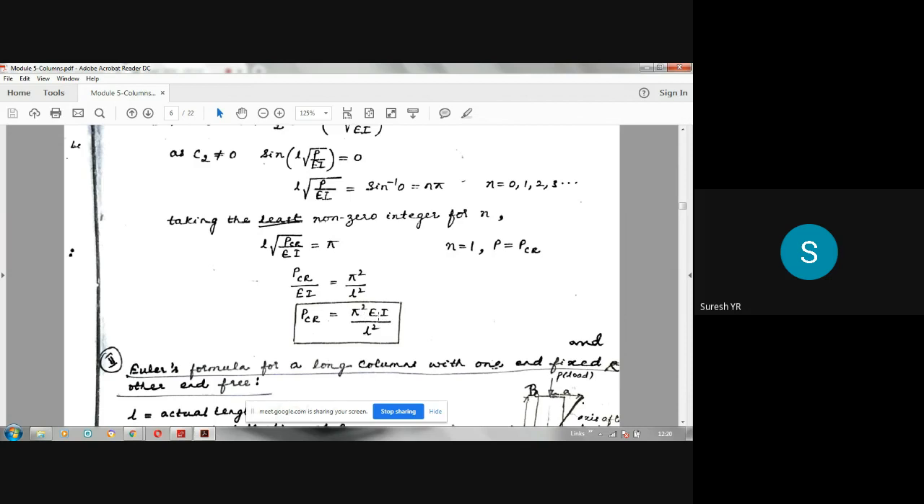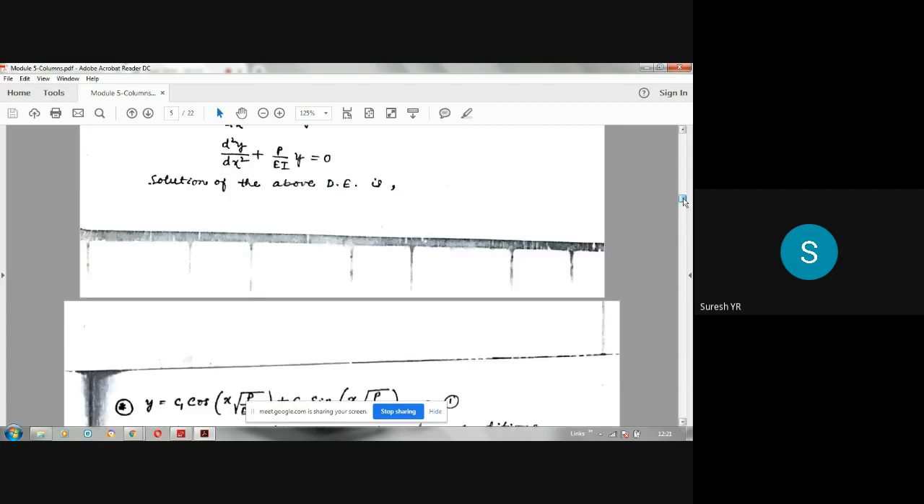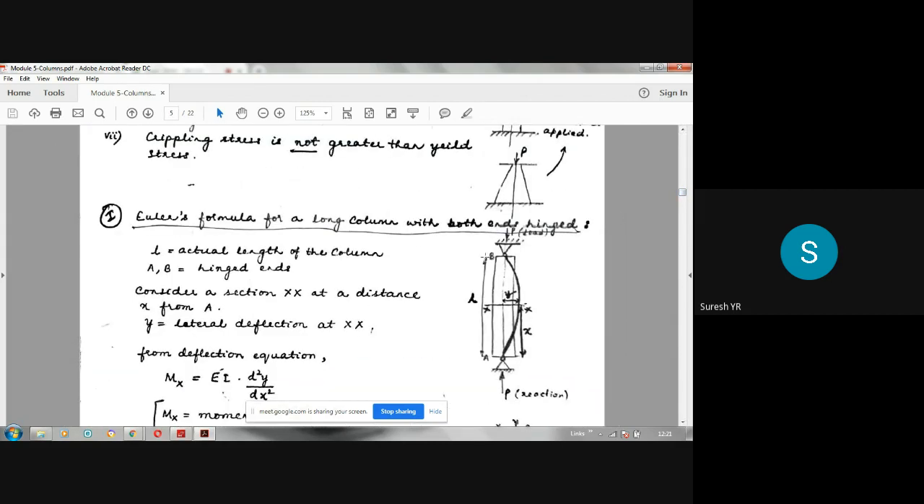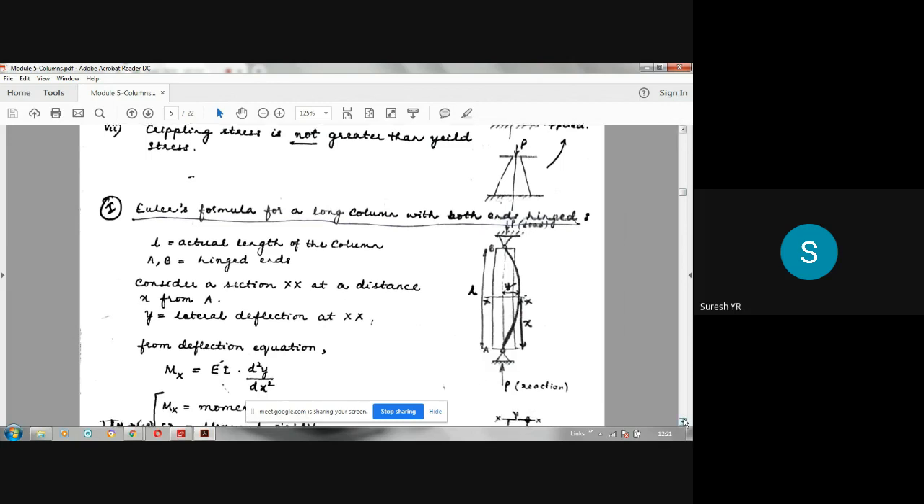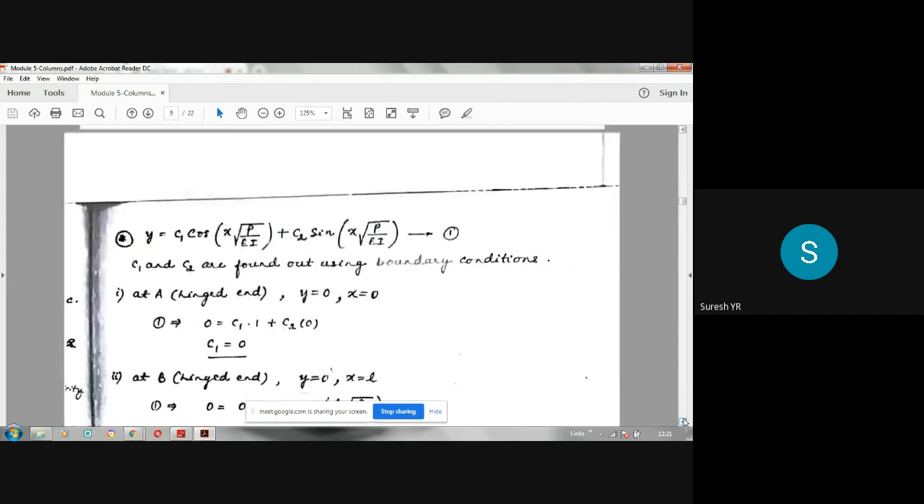So if you know the value of E, I and L, where L is the actual length of the column. Please note that L is the actual length of the column. E into I is called the flexural rigidity. So PCR is equal to pi square EI by L square. This is the formula we have to use to find the Euler's crippling load when both the ends of the column are hinged. So that is very important. When both the ends of the column are hinged like this, the formula to find PCR, the crippling load of the column, is pi square EI by L square. Now, this is one formula.